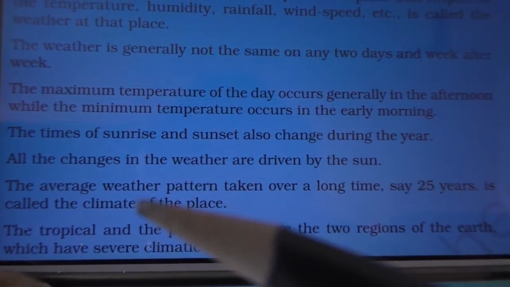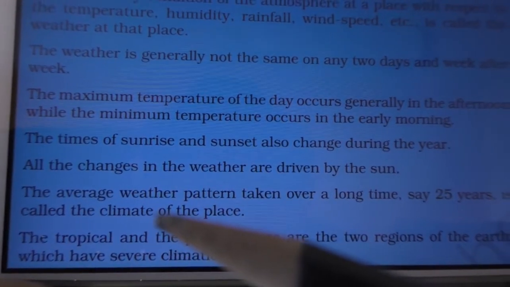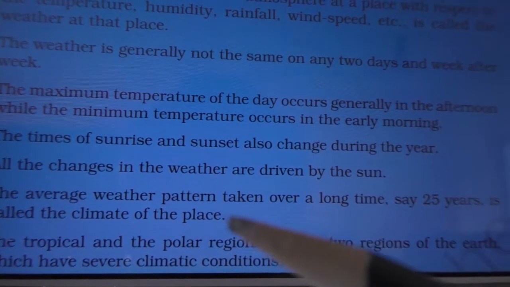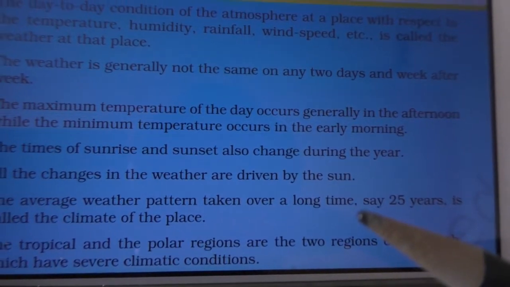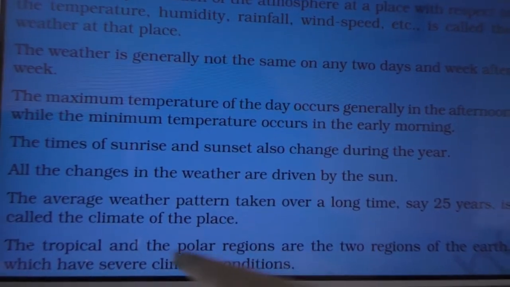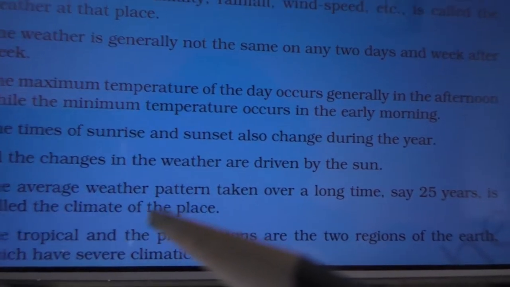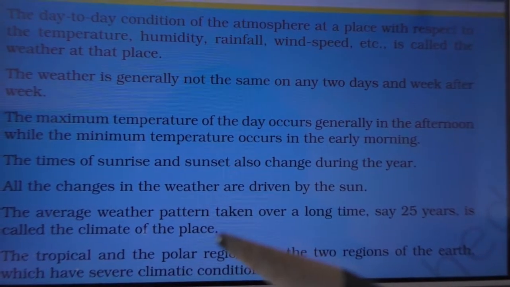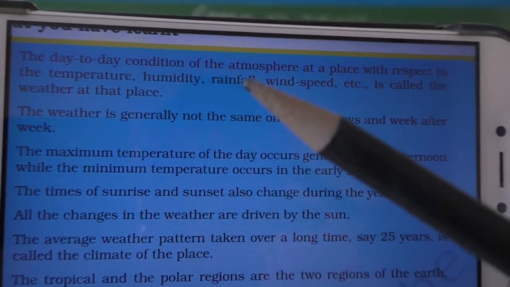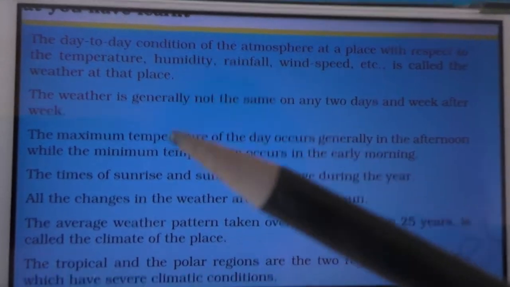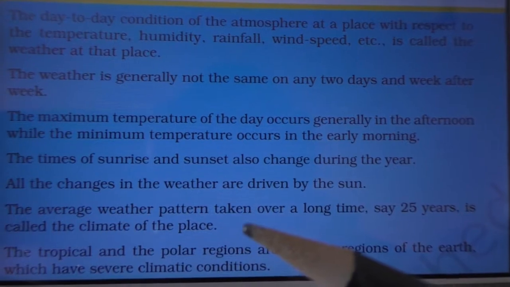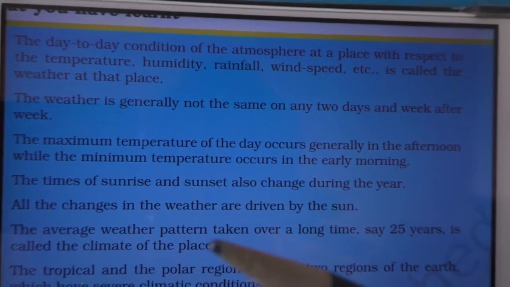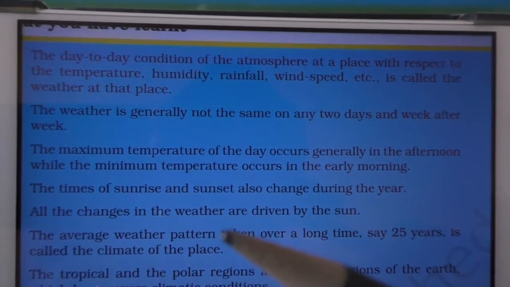So what do we call it as climate? Climate means the average weather pattern taken over a long period of time, say 25 years. This is called climate of that place. So these are the main difference. Day-to-day condition is weather. Weather pattern taken over a long period of time is called climate. Are you clear children?